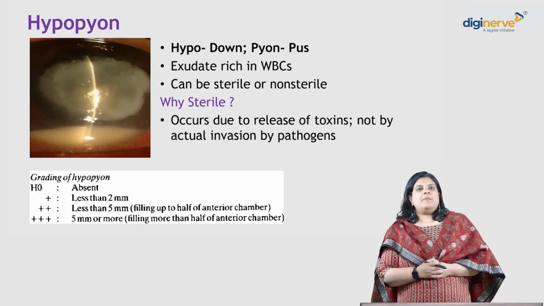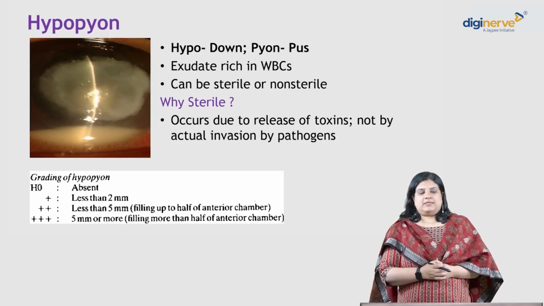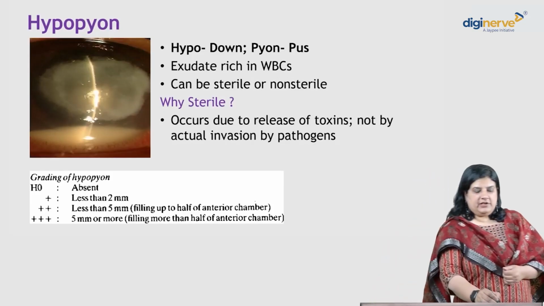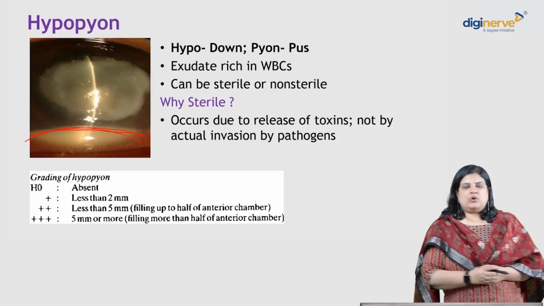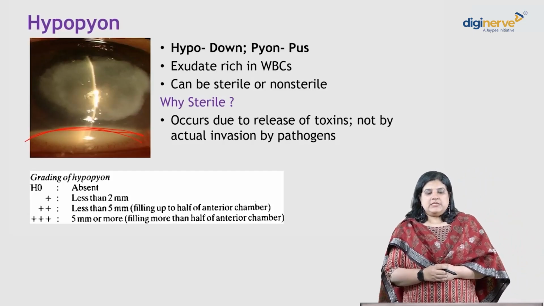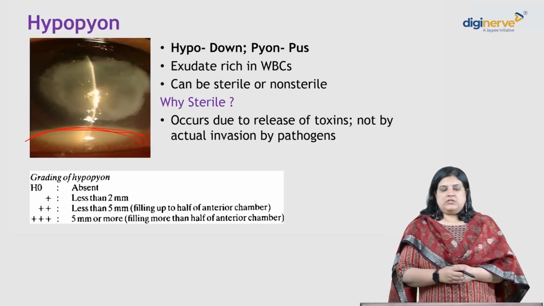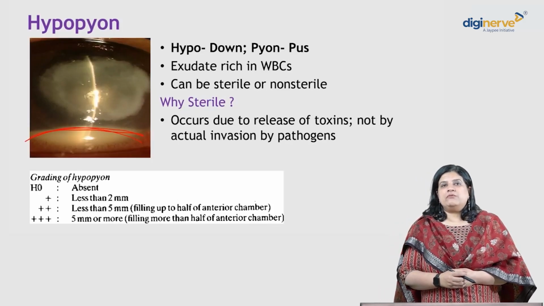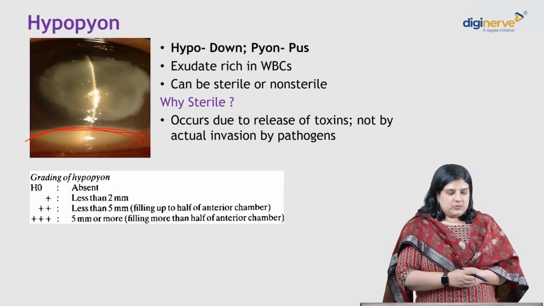A little bit more about hypopyon. Now, hypo means down and pyon means pus, so you have it inferiorly. If you see this image, we have a slightly convex configuration. This is rich in WBCs. It can be sterile or non-sterile, as I mentioned. In bacterial keratitis, it is sterile because it is occurring due to release of toxins and not by the actual invasion of pathogens.